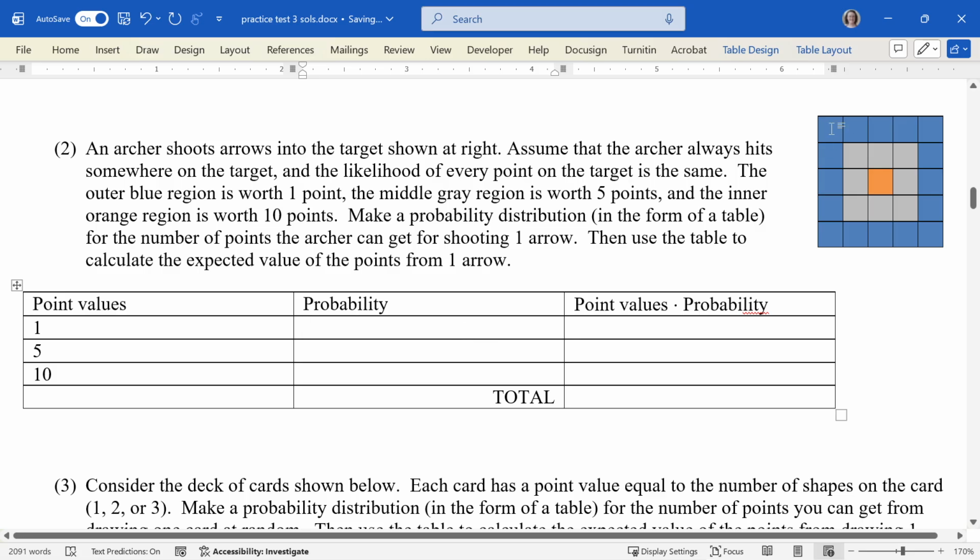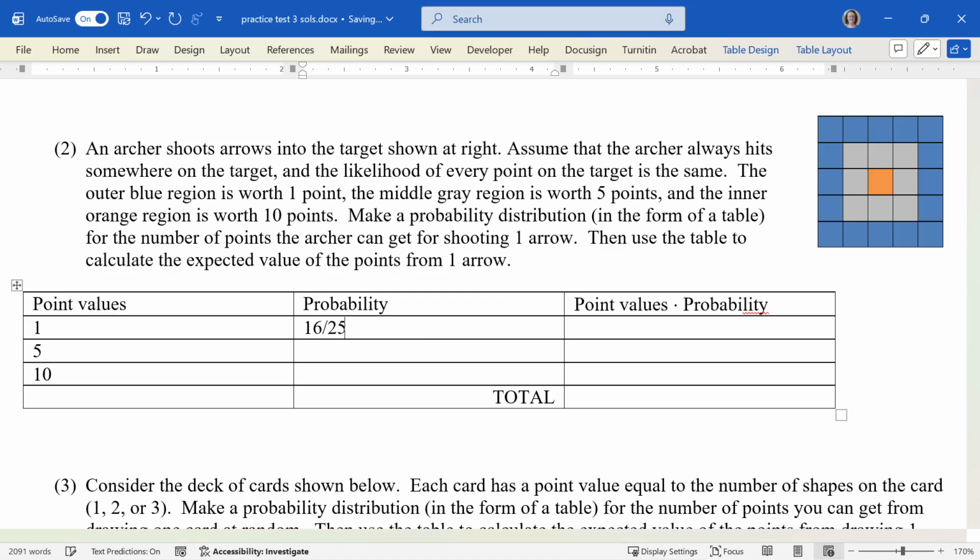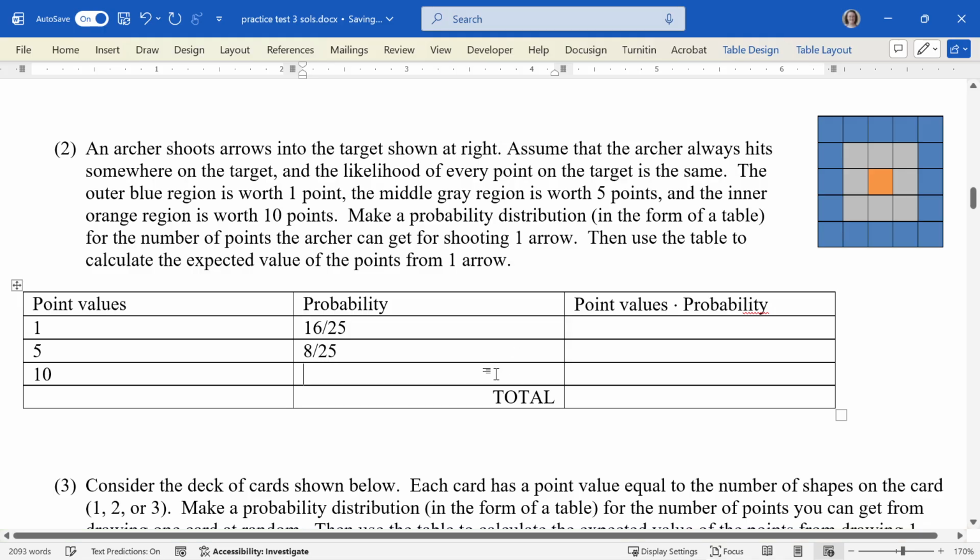So every point is equally likely. That means every square here is equally likely. And this is a 5 by 5 grid, so there's 25 total squares in the grid. How many of them are worth 1 point? So 1, 2, 3, 4, 5, 6, 7, 8, 9, 10, 11, 12, 13, 14, 15, 16, I think. So this will be 16 out of 25 for the blue region. And then the gray, that should be 8 squares out of 25. And then the orange is 1 out of 25.